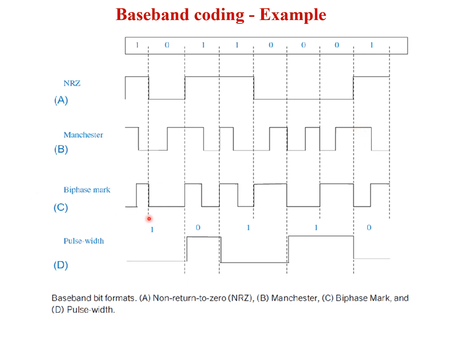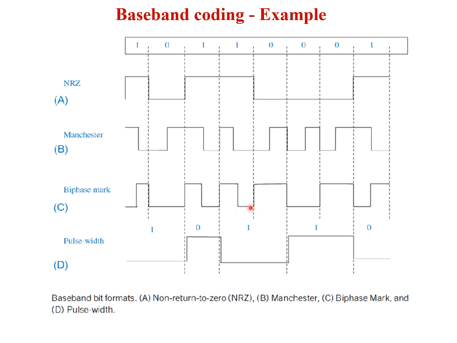Then biphase mark. There is a transition in the beginning of each bit, and for binary 1 there is an additional transition in the middle. For binary 0 there is no middle transition. So 1 positive followed by negative, then 0, there is a transition in the beginning of the bit and no additional transition in the middle. Then 1, in the beginning there is a transition, and in the middle also there is a transition for binary 1.